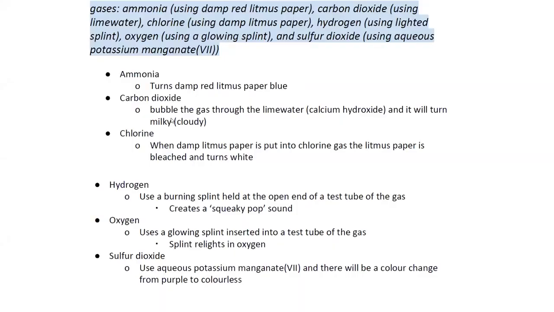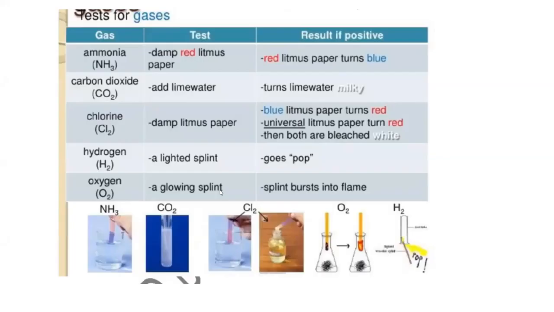So these are the tests you have to learn. Ammonia: damp red litmus turned blue. Carbon dioxide: lime water turned milky. Chlorine: damp blue litmus turned red and then bleached. Hydrogen: lighted splint, pop sound. Oxygen: glowing splint relights. Sulfur dioxide: potassium manganate turns from purple to colorless.